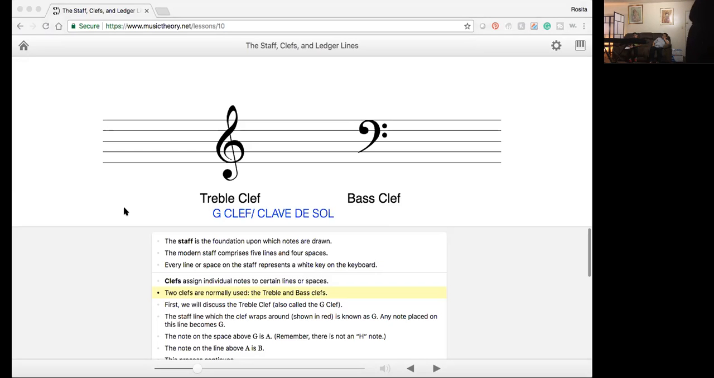Now, sabemos que sol es, ¿cuál letra? G. Interesting. ¿Por qué se llama la clave de sol? El clave de sol. ¿Por qué? Now, so why is it called the G clef? Why am I asking so many questions that I already know the answers to?